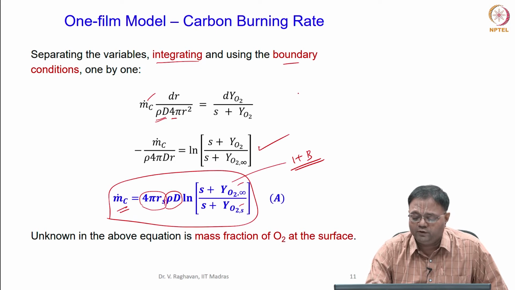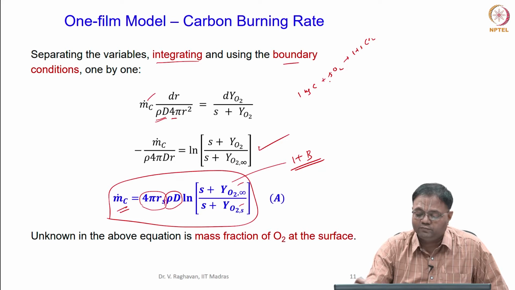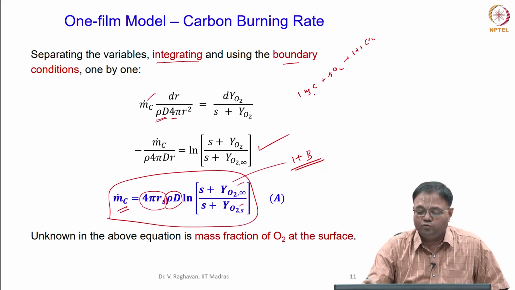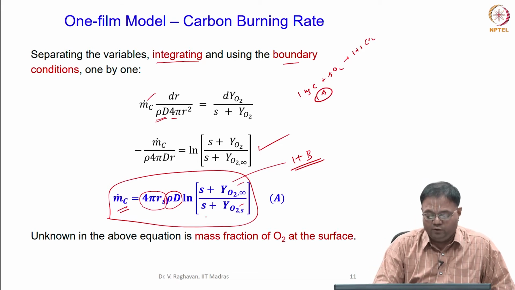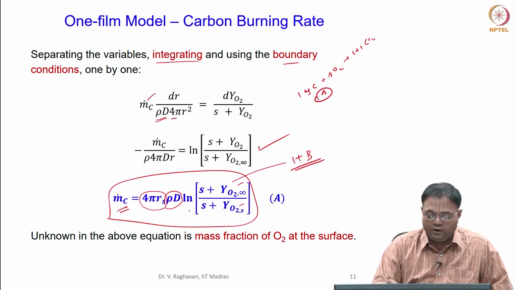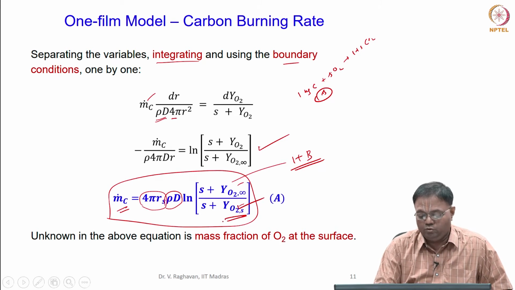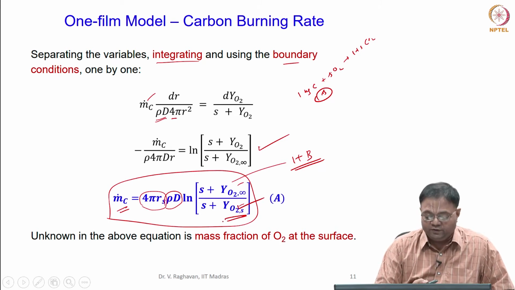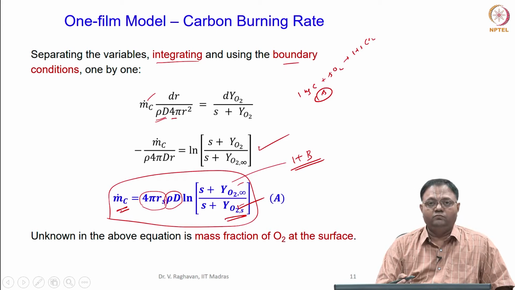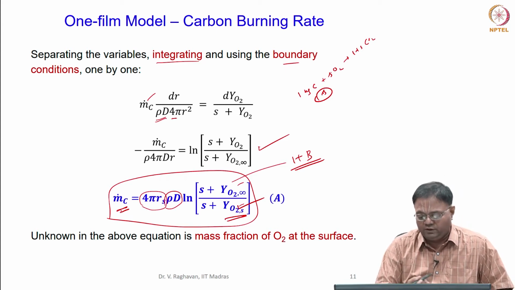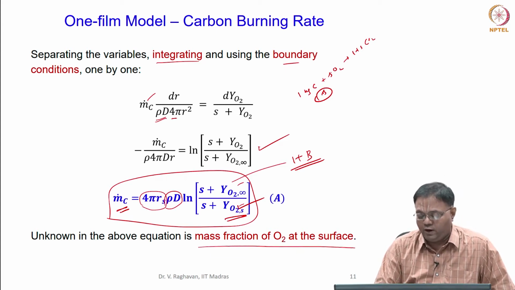S is got by say 1 kg of carbon plus S kg of O2 giving 1 plus S kg CO2. From that we can calculate the S value. So S value can be got. So the unknown here is Y_O2 at the surface. What is the value at the surface? Similarly, what the left hand side is we have to find. So these are the two unknowns that have to be found.